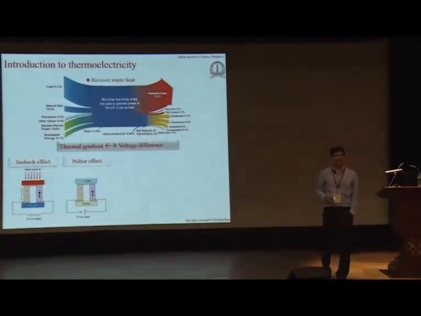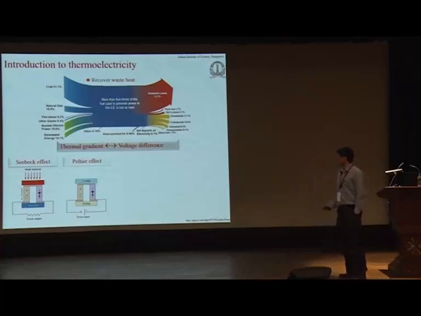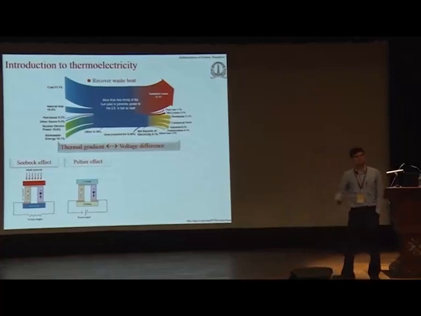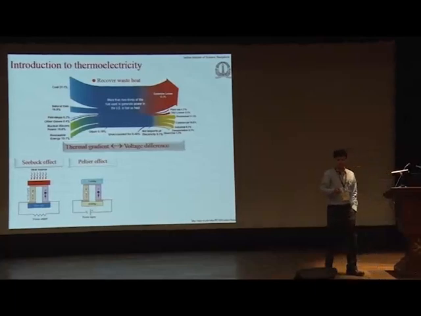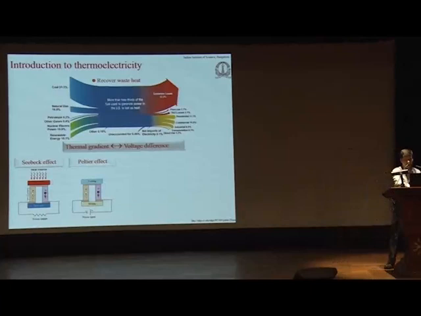And this job is done by a special class of material called thermoelectrics, through two kinds of effects, namely the Seebeck effect and the Peltier effect. The Seebeck effect: if you have a thermal gradient, it will give you a voltage, and vice versa is the Peltier effect, where you apply a voltage gradient to get a thermal gradient.